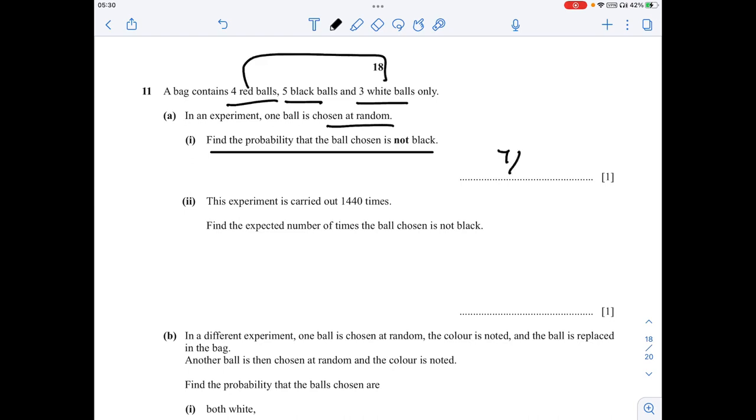7 upon total, how many are there? 12. 7 upon 12. This experiment is carried 1440 times. 1440 times 7 upon 12. So simplify that, it should become 840.